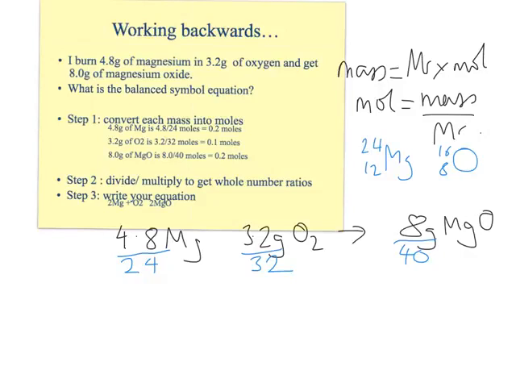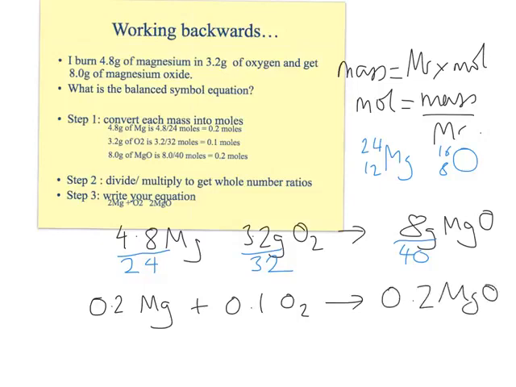What it's telling you is that you have 0.2 moles of Mg plus 0.1 moles of O2 gives you 0.2 moles of MgO. Now, if you divide by the smallest number to get whole numbers, you get 2Mg plus O2 gives you 2MgO, which is your balanced symbol equation. Hopefully that makes sense.